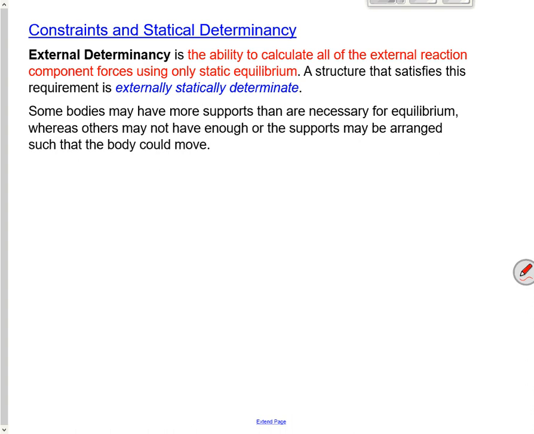A structure that satisfies that requirement is externally statically determinate. Right, I'm calculating all the external reaction forces using only static equilibrium. If I can determine what all those forces have to be for a specific load, then it's externally statically determinate. Some bodies have more supports than are necessary for equilibrium, so I may not have enough equations to calculate all those supports, in which case it would be statically indeterminate.